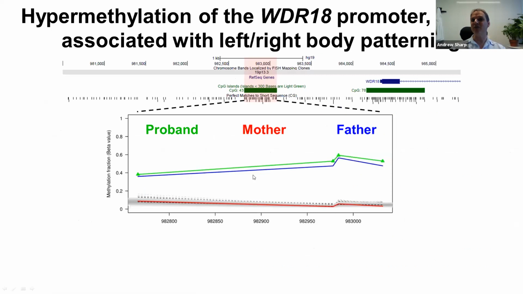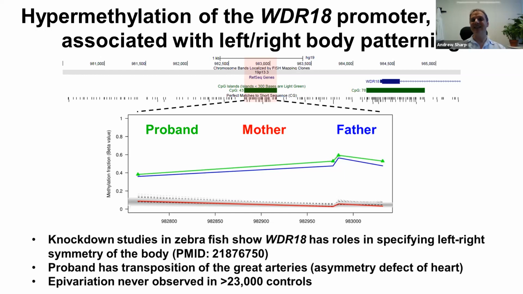Some of them are really weird and interesting. So here's one. This was actually an inherited event. The father carries the same event as the child. This is a gain of methylation upstream of this gene WDR18. If you knock WDR18 out in zebrafish, it messes up their left-right asymmetry of the body. What's interesting is this particular patient had transposition of the great arteries, that is a left-right asymmetry defect specifically in heart development. We've never seen this in the more than 23,000 individuals we've now looked at. So even though it's inherited, this is the kind of thing that may be linked with their phenotype.